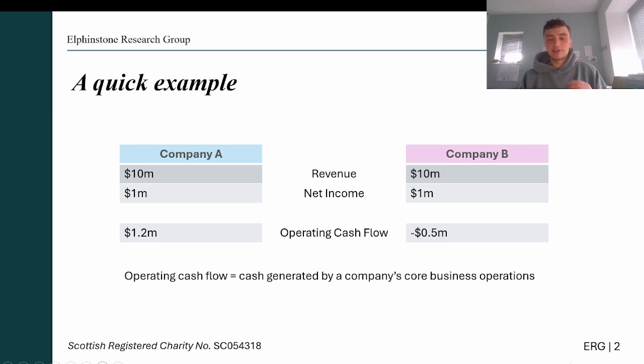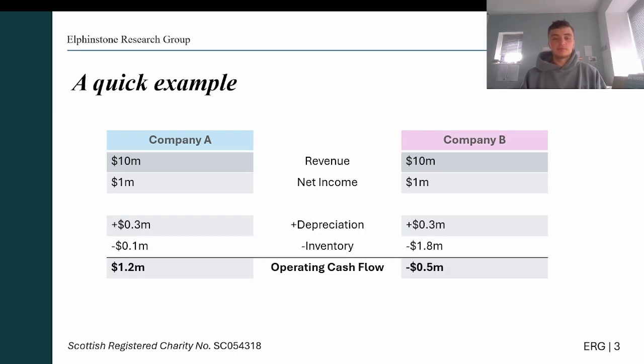Operating cash flow is the cash generated by a company's core business operations, which is different from the net income. And the difference, if we look at the inventory, is down to Company B deciding to buy $1.8 million worth of shoes last year. They thought they were going to sell loads of shoes, and they didn't, whereas Company A only bought $100,000. They were unable to move this stock off, and therefore this resulted in a negative operating cash flow.